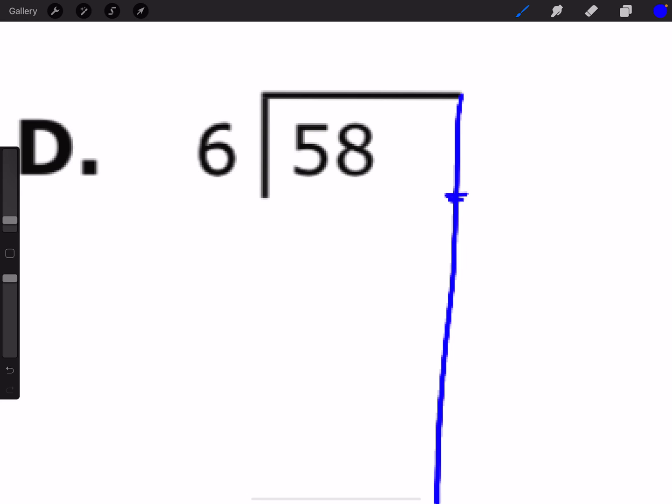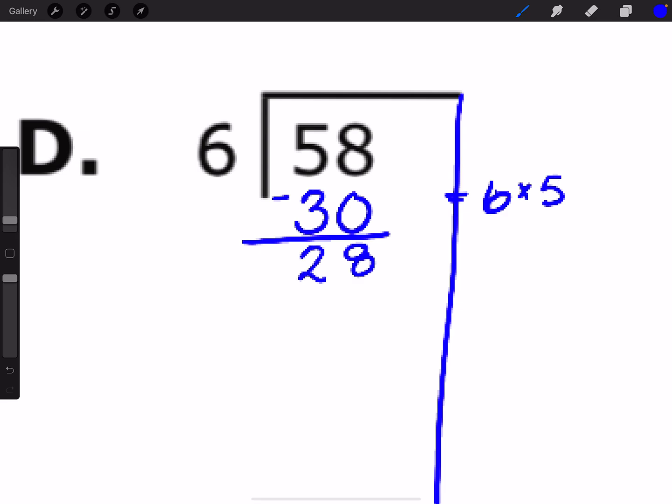So let's do 6 times 5. If I do 6 times 5, I know that that is 30. And if I subtract that 30, 8 take away 0 is 8. 5 take away 3 is 2. We have 28 left over.